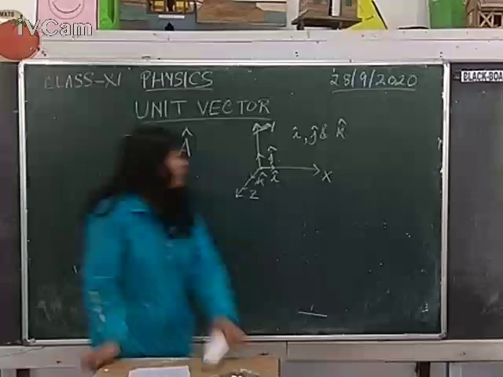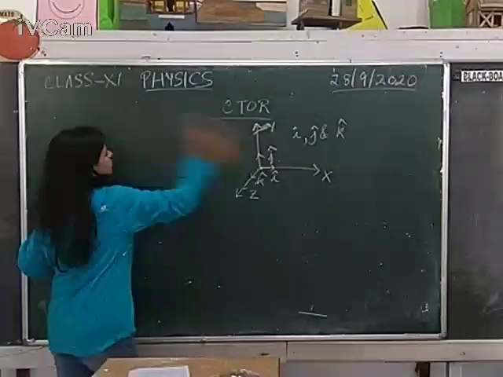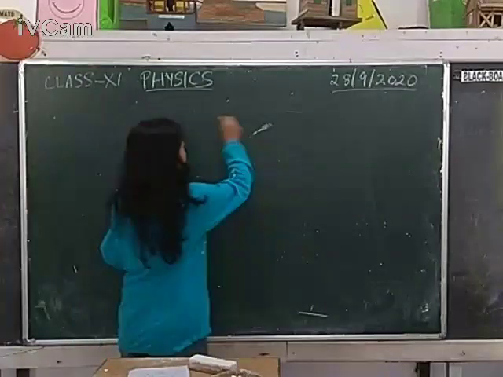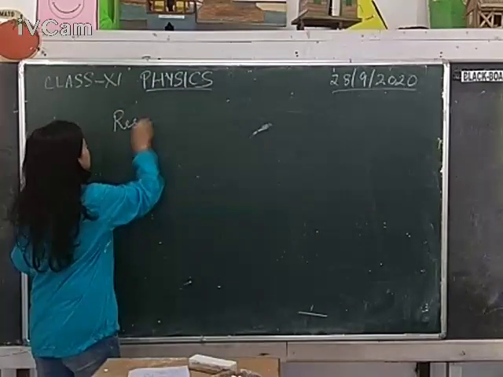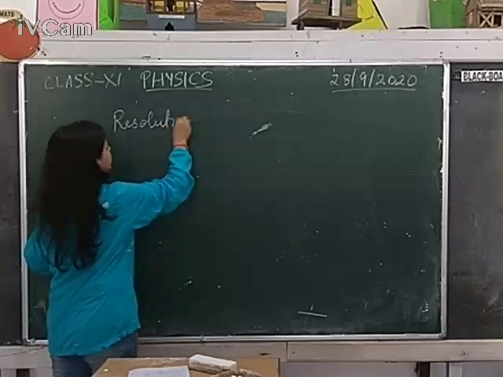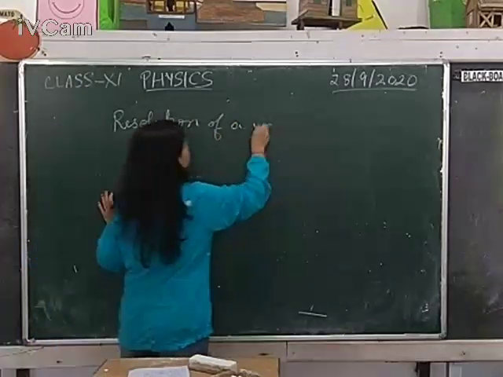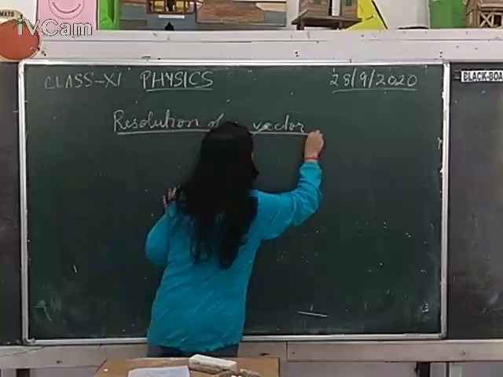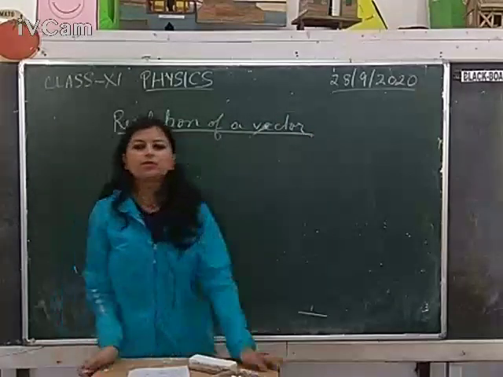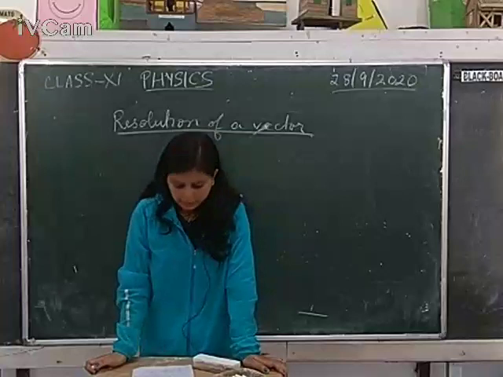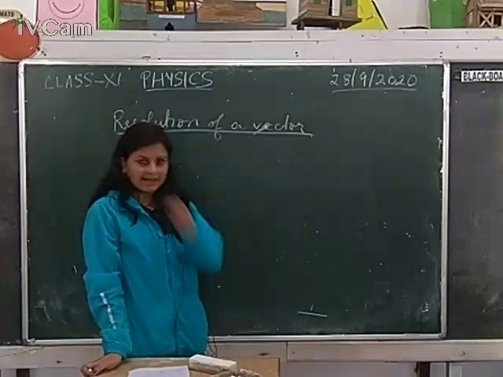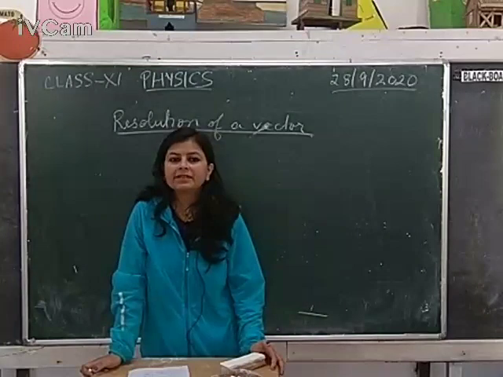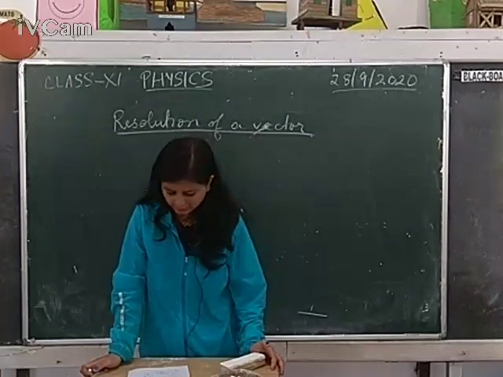Okay. Now we will further move on to another topic for today. Resolution of a vector. Resolution means breaking down a vector into the two components of the vector. Okay, we will be dealing with a 2D diagram, that means in a plane. And the components after breaking down the vector are called rectangular components of the vector.